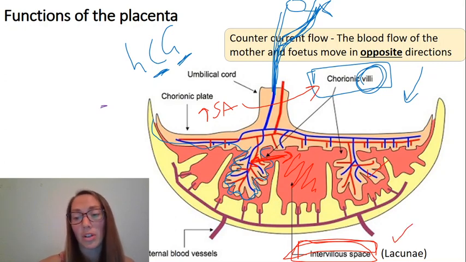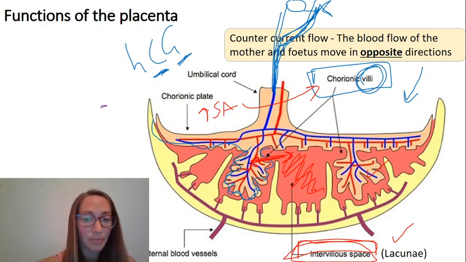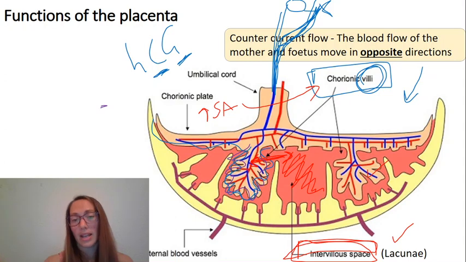And these are also called lacunae. So as we mentioned earlier, lacunae translates literally as little lakes, so the little lakes of mother's blood. And then the chorionic villi, these projections grow into those intervillous spaces. And again, you've got these large surface areas for exchange.